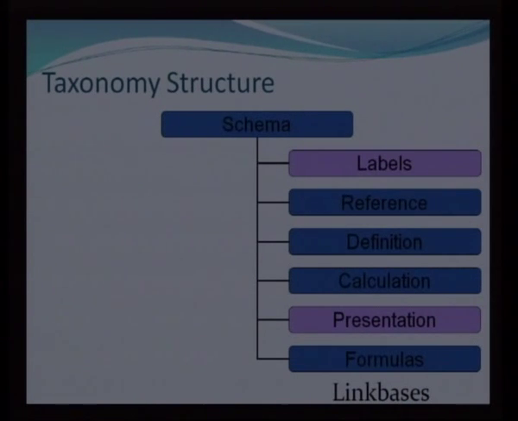But otherwise, if this entire process had been implemented in full force, then you would have to submit 5 files. One is the label file, second is the presentation file, then the calculation file, the instance document, and the schema. These are the 5 documents which you have to submit before any regulator. But in this case, we have to submit only the instance document. All other files are static and are standard files provided by MCA.